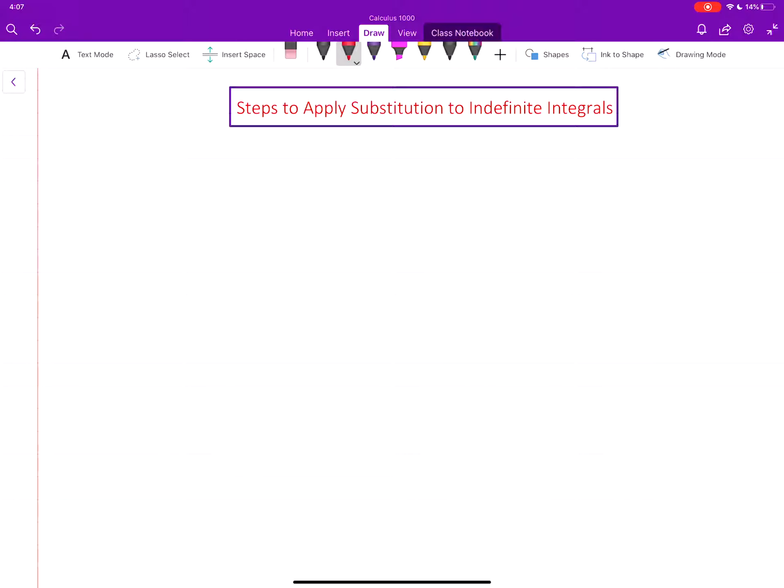Hi, in this video we will go over the steps that one needs to take to complete a substitution for an indefinite integral. Well, first thing to recall is the substitution rule, the way we wrote it. So it says that two integrals are equal.